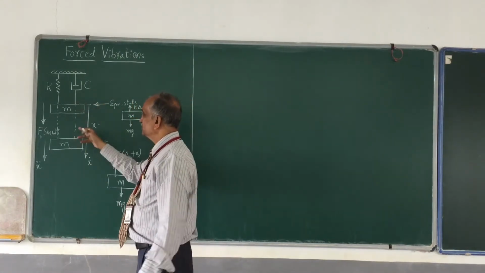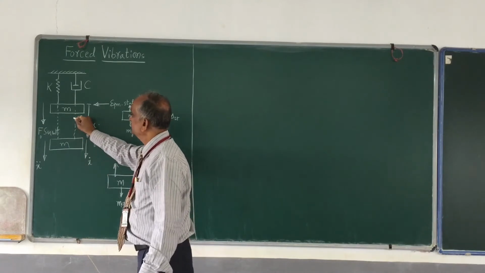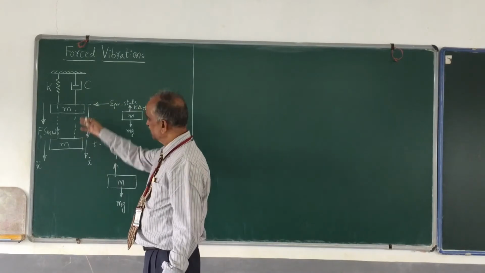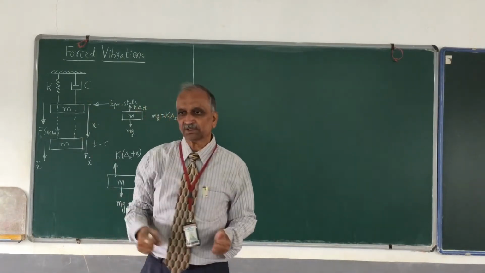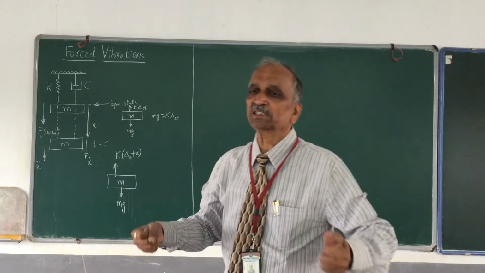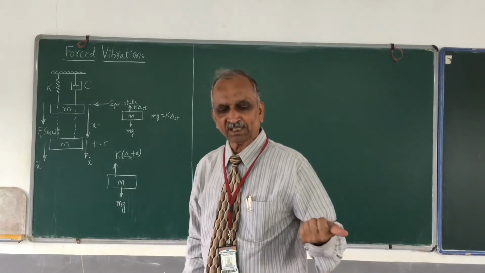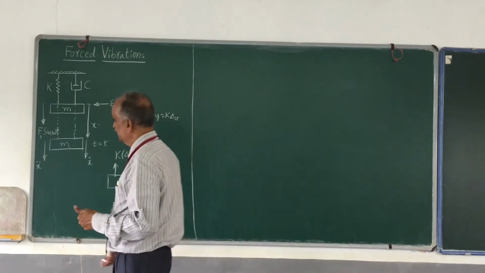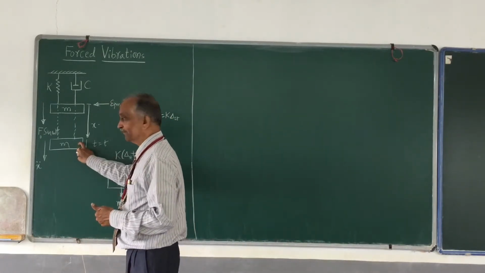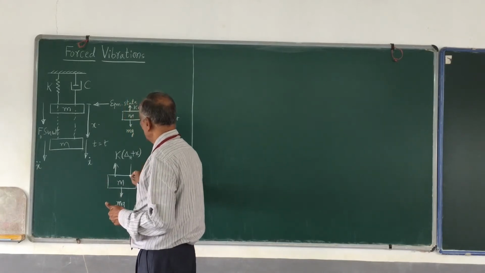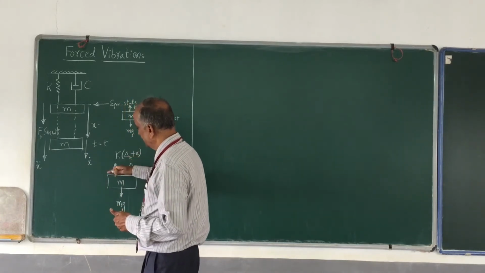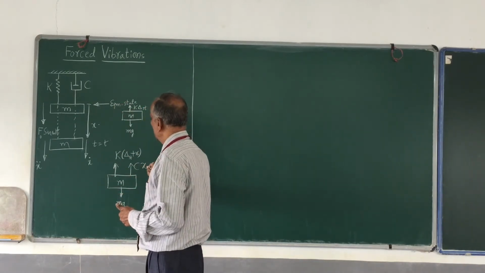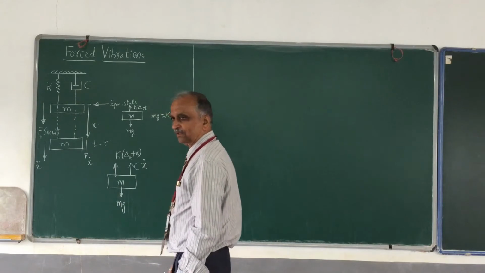And this dashpot is also offering a force. This dashpot was not offering any force at the equilibrium state. Why? Because the dashpot will offer a resistance force only if the mass is having velocity. If the mass has zero velocity, it will not offer any resistance force. Therefore, at this juncture, it is having velocity and it will oppose motion. The mass is going down and therefore it is trying to pull it up, and that is equal to c into x dot.